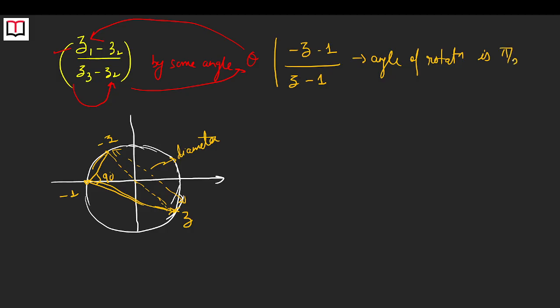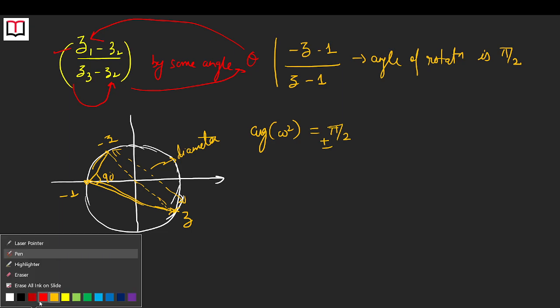Is pi by 2 or minus pi by 2, plus minus pi by 2. Okay, now what does that mean? See, the argument of omega square is either pi by 2 or minus pi by 2. I think all of you will agree. But what is omega square in that case?